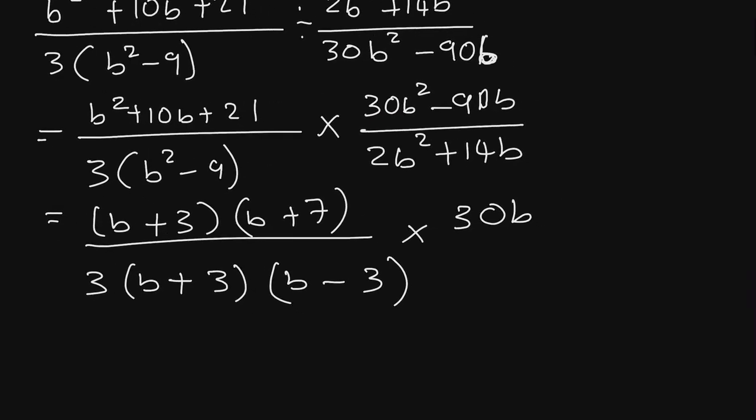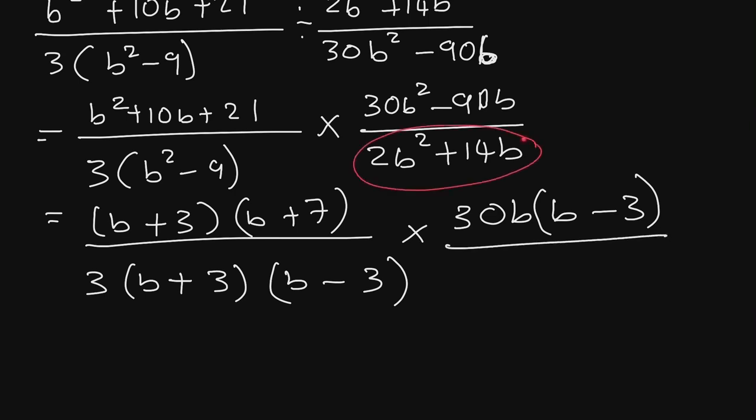So now if you take out 30b as a common factor, what you will be left with is going to say 30b squared divided by 30b. That is going to be b. And therefore 90b divided by 30b, that is going to be what? Negative 3.